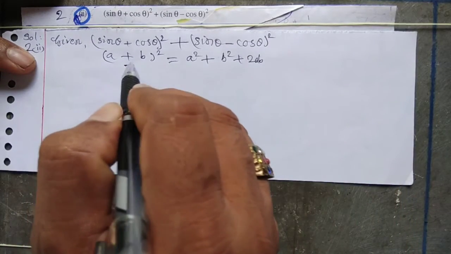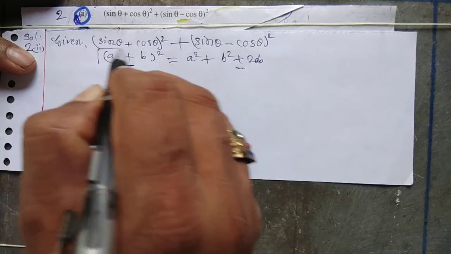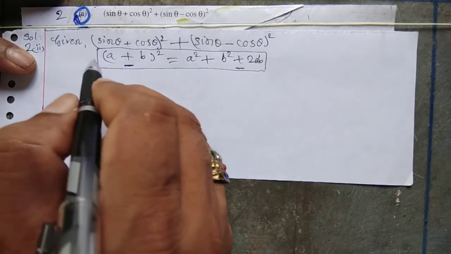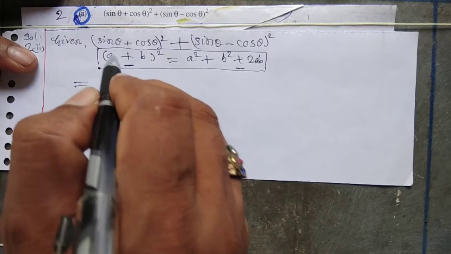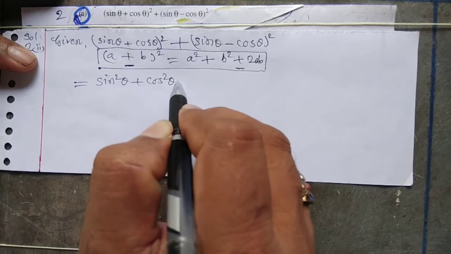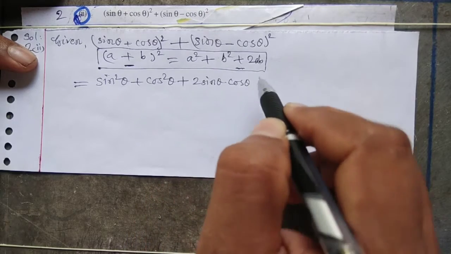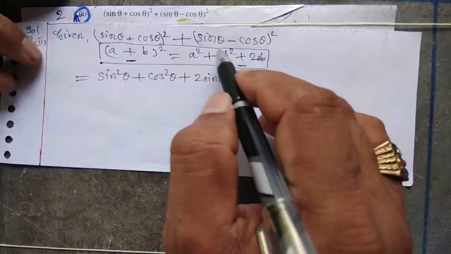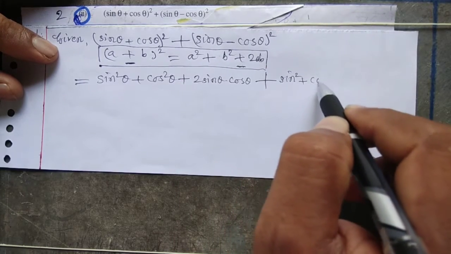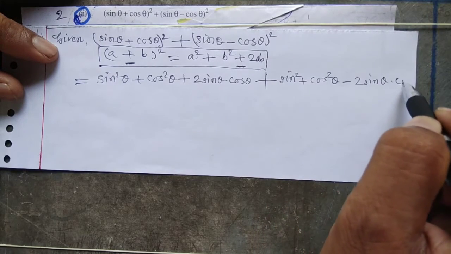If there is minus here we get minus 2ab. This is the formula for these two cases. Now we can expand like this: sin square theta plus cos square theta plus 2 sin theta cos theta, plus this one, sin square theta plus cos square theta minus 2 sin theta cos theta.